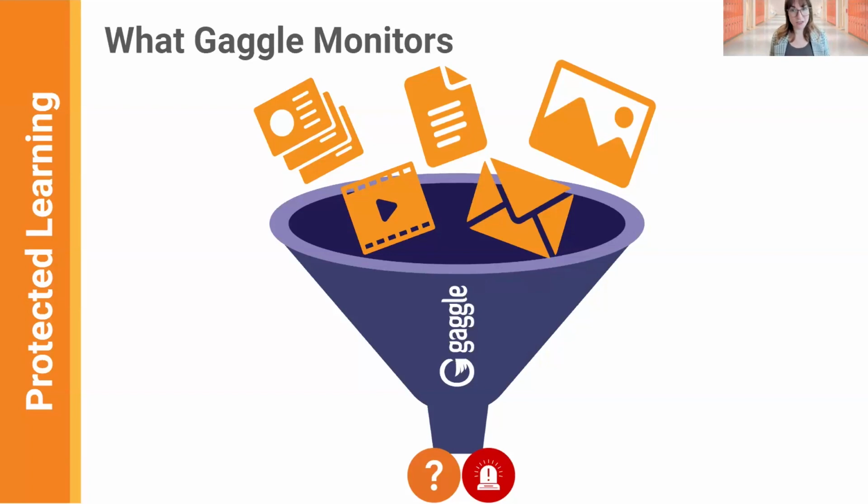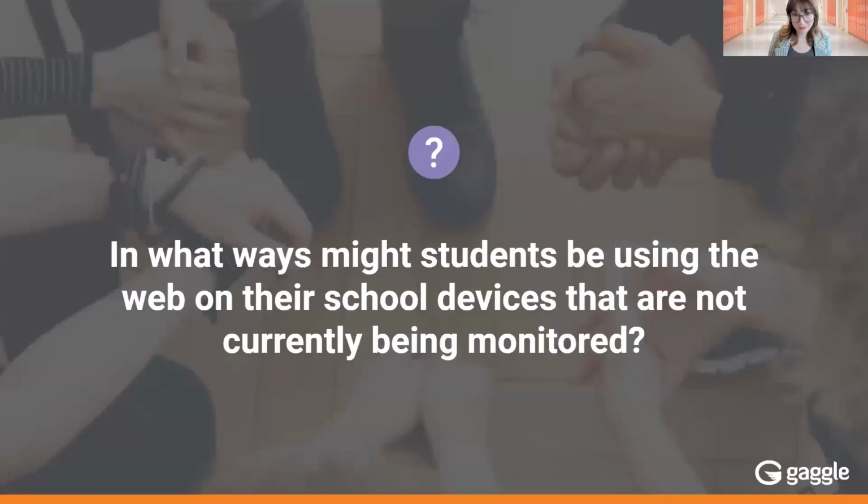And while all of this really covers a ton of ground, right, in terms of how your students are using their devices, we know that there are still many virtual spaces where students are engaged in harmful and destructive behaviors that we haven't yet been monitoring. So I'd love to know, given what you know about how students are using their school devices, in what ways might they be using it that Gaggle hadn't monitored before?